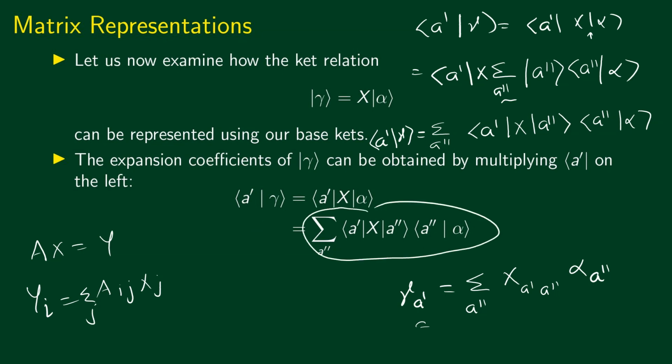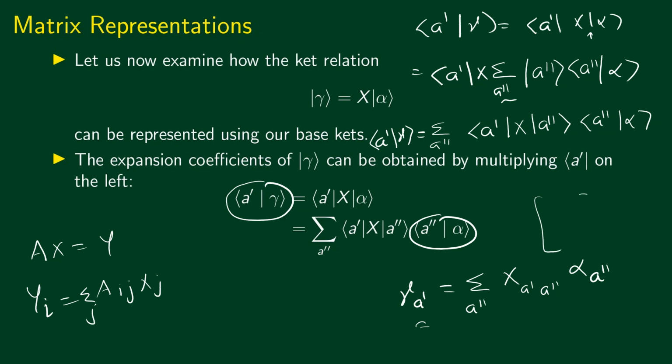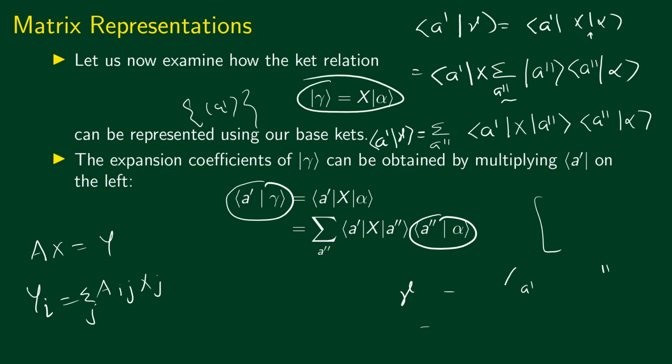if you arrange these numbers as a column matrix. So the idea is that these are numbers. We can arrange these numbers as a column matrix, the C1, C2, C3, etc. The expansion coefficients of a vector, or the expansion coefficients of a ket in a given basis, can be written as a column matrix. And then we can write this relation as a matrix multiplication.